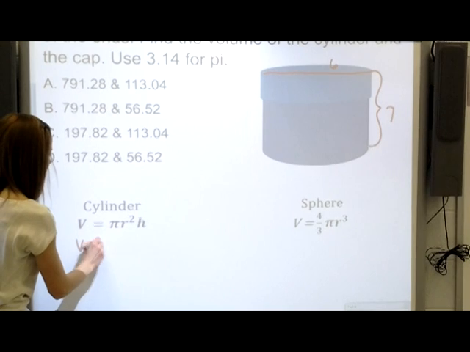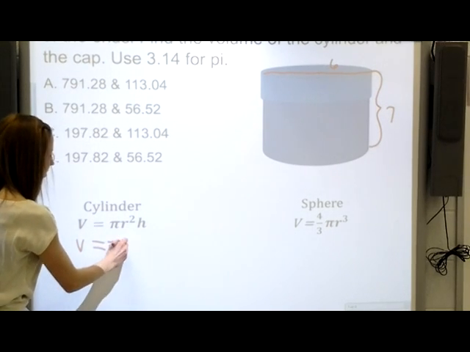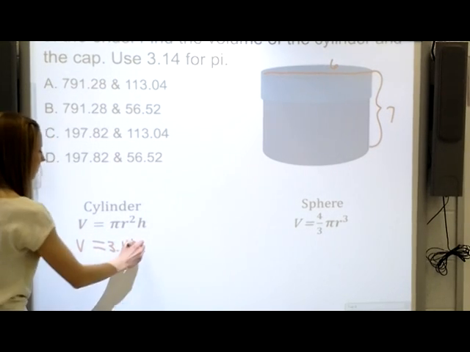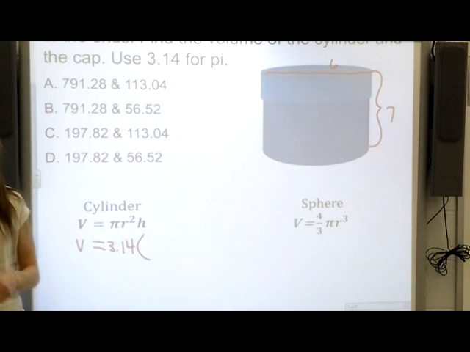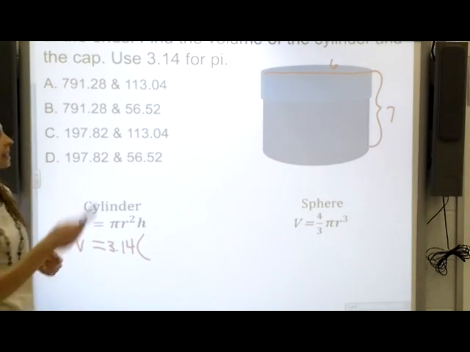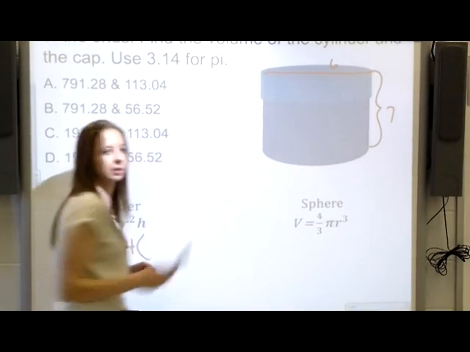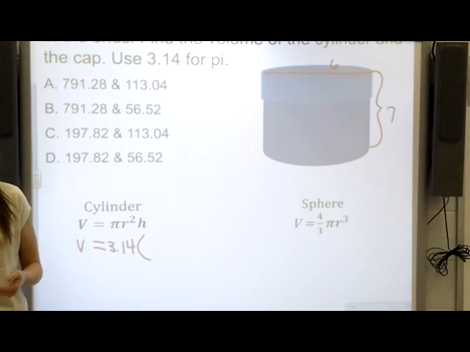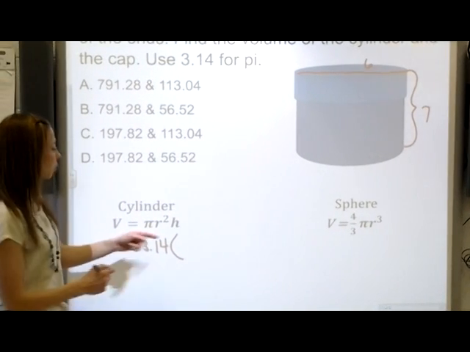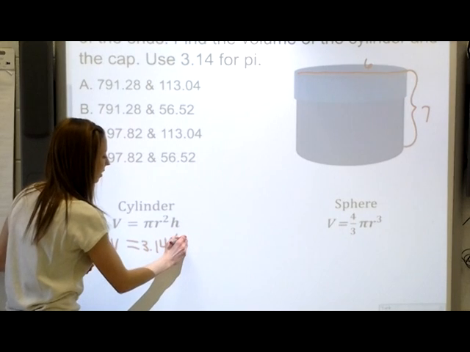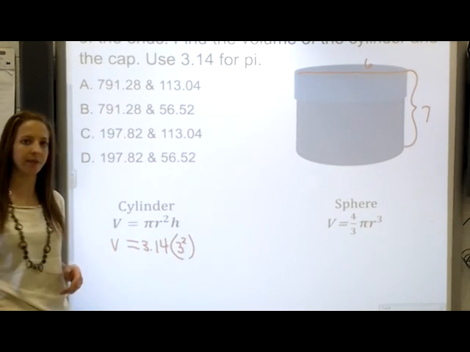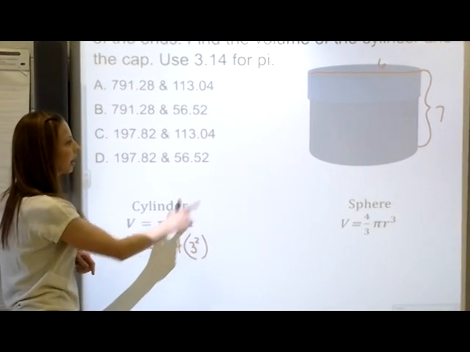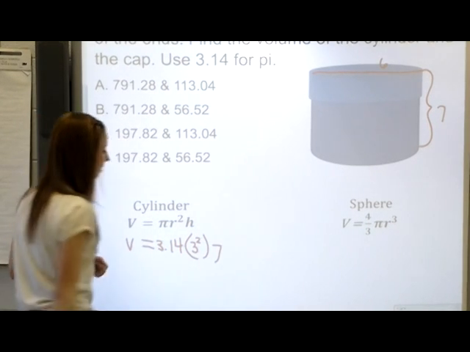Okay, so volume is equal to 3.14 times the radius. Now here's where it can get a little tricky. It's easy to want to use this 6, but the 6 is the diameter and we need the radius. So we're going to use 3 squared because the radius is half of the diameter. Okay, and our height we know is 7.